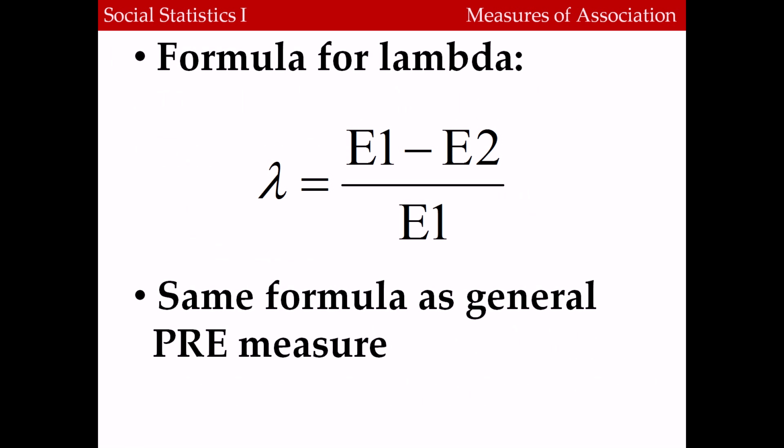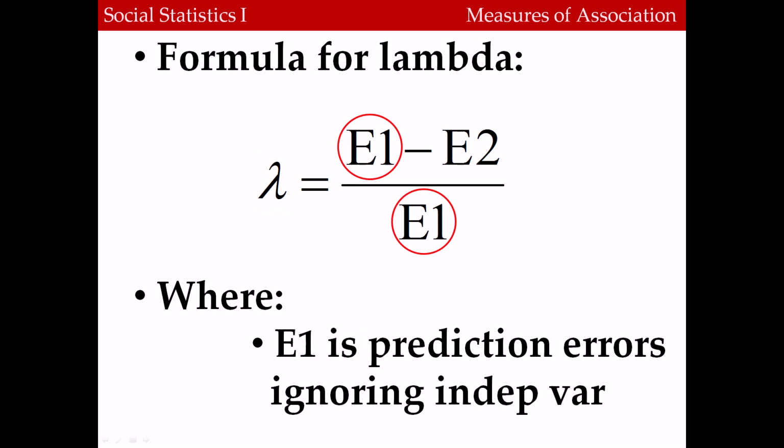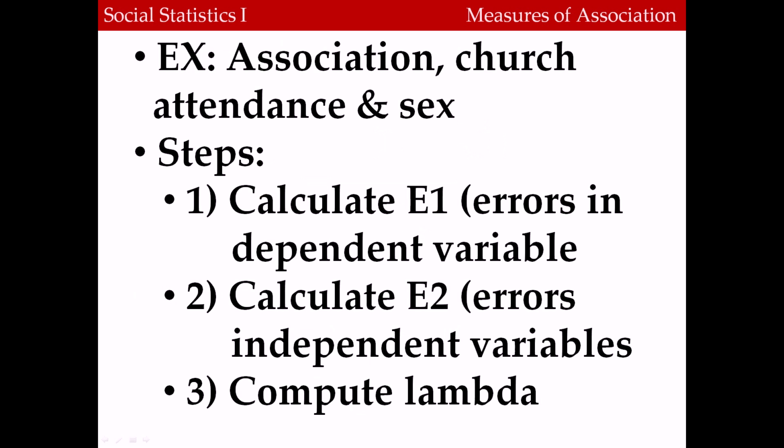Here's the formula for lambda. The Greek letter lambda is used to refer to the measure itself. And in the numerator is E1, which is the errors in prediction when we ignore the independent variable, subtracted from E2, which are the errors in prediction when we use information on the independent variable. And the difference there is divided by E1.